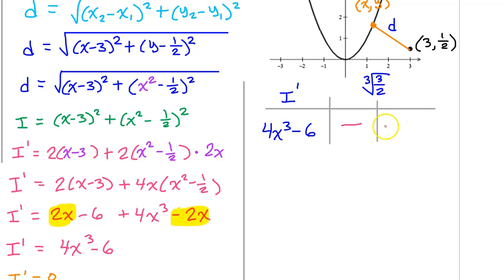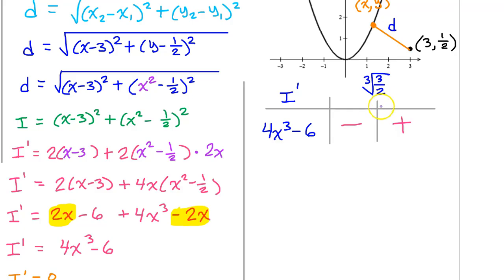What about values bigger than this? I'm not sure exactly what this number is, but if we plug in 2, for example, 2 to the third power is 8. 8 times 4 is 32. 32 minus 6 is positive. Normally, a sign change from negative to positive on an I prime sign chart would only tell us that we have a relative minimum at the cube root of 3 over 2.